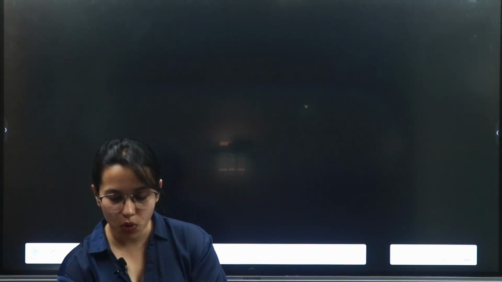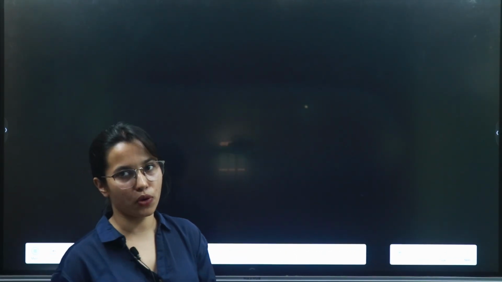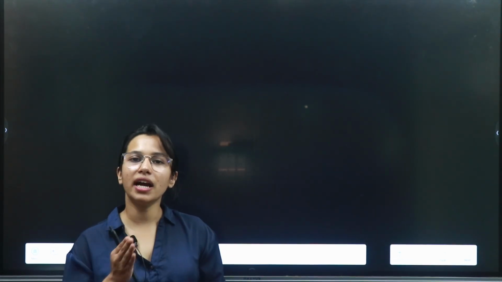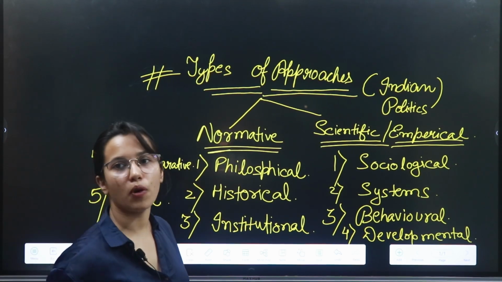Okay. So today in this lecture we will be covering the 5 subtypes of normative approaches. Okay, what are the 5 subtypes of normative approaches? We already read, if you all remember, about the philosophical approach, historical approach, institutional approach, comparative approach, and legal approach. These are the 5 subtypes of normative or traditional approaches that we mentioned in our last lecture. In this lecture, one by one we will be discussing each and every subtype of normative approaches to Indian political study.